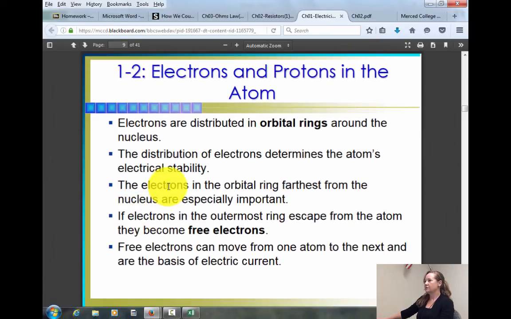So these electrons, of course, are distributed in these orbital rings. And the distribution of electrons determines the atom's electrical stability. The electrons in the orbital ring that are farthest from the nucleus are the important ones. They're the ones that are going to help us with electricity. If electrons in the outermost ring escape from the atom, they become free electrons. They're free, and they can move from one atom to the next. And this is what makes up electric current.